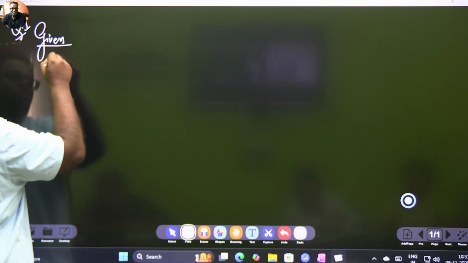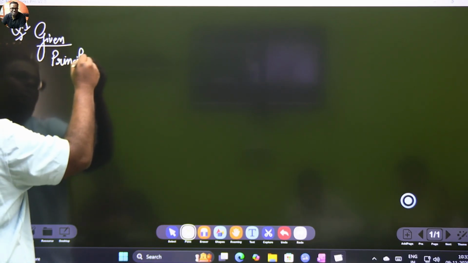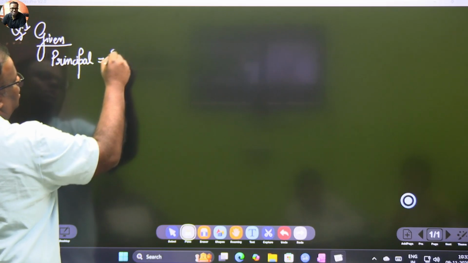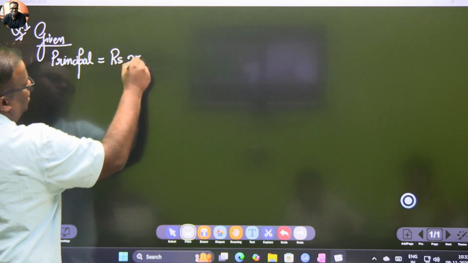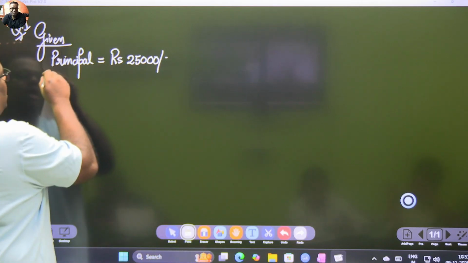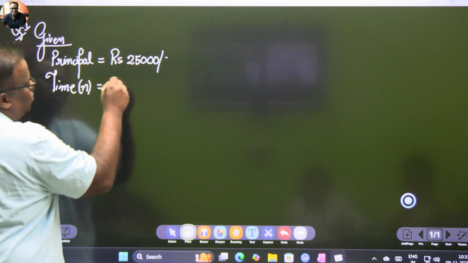Okay, find the compound interest on 25,000. That means I write given and on 25,000. So I would write like this. Follow the way I am doing. Principal. Principal means Mooldhan, like the principal of school. Principal rupees 25,000. Go ahead, Gittu. For 3 years. So I write time N is equal to 3 years.